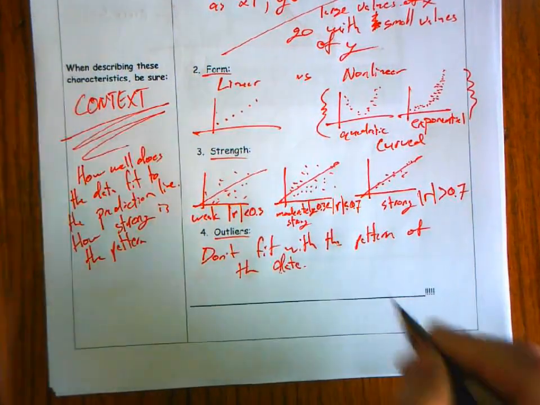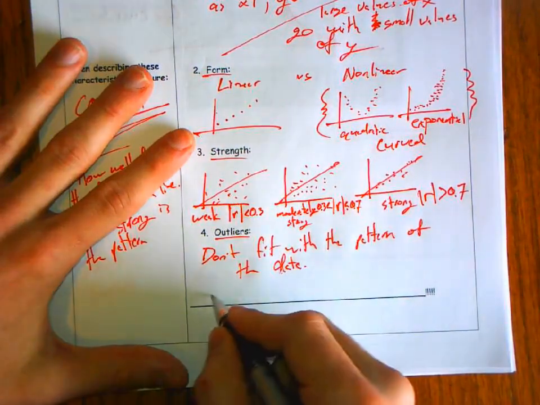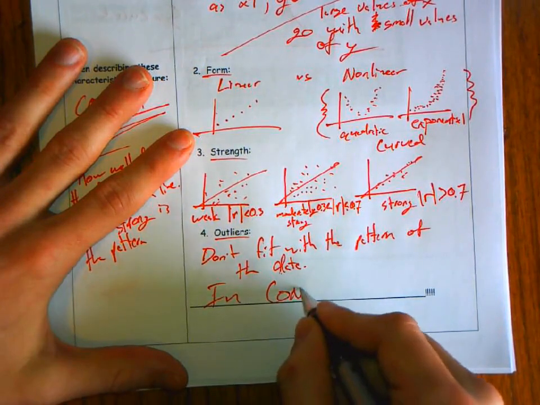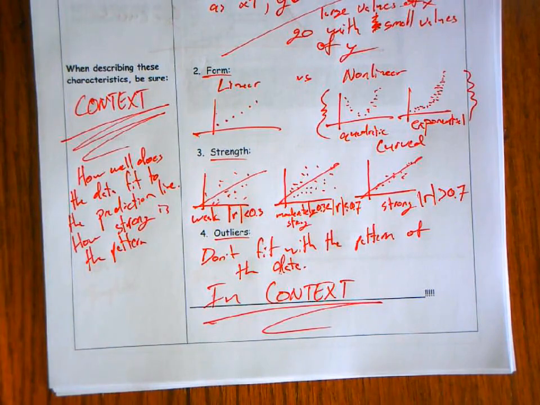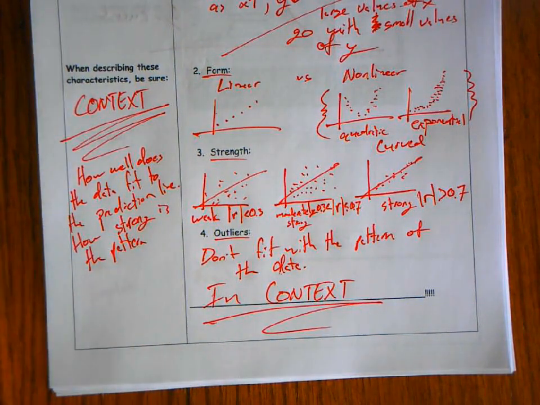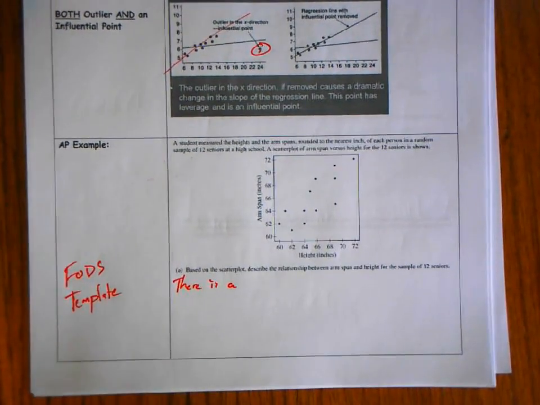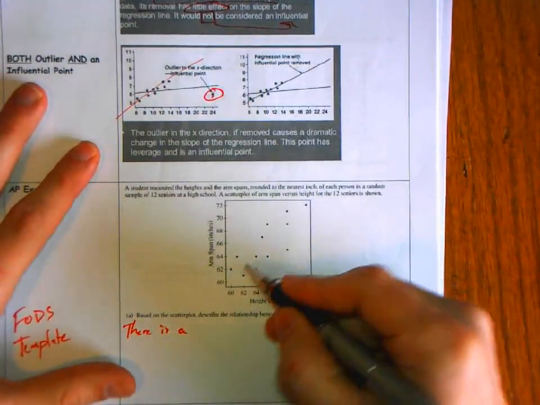They're far away. What do we have to do with all this? All this in context. Got to have context on all this stuff. So, with that in mind, actually teaching you the material before I try and ask questions over it, let's look at the next page. AP example talking about arm span versus height. Let's look at that.